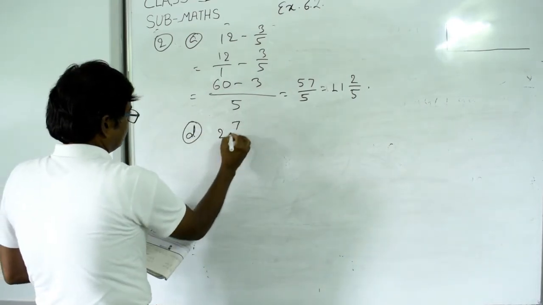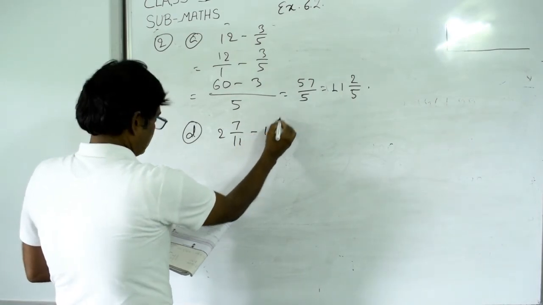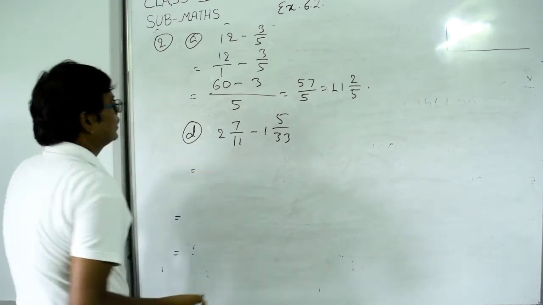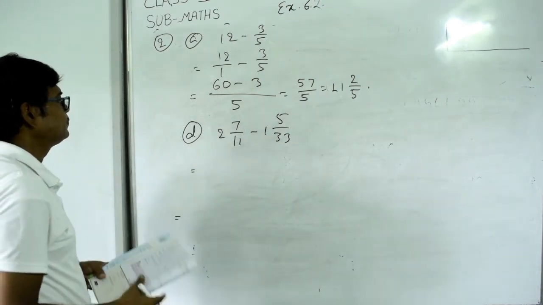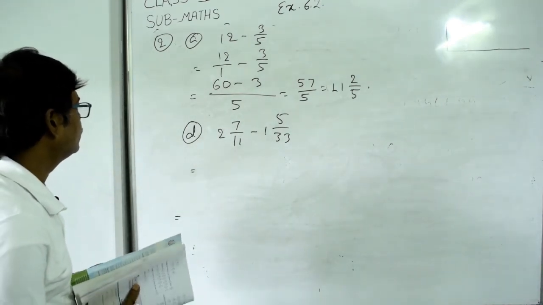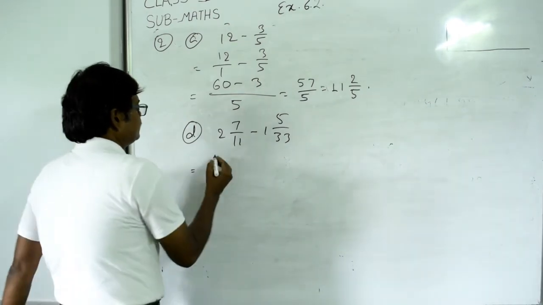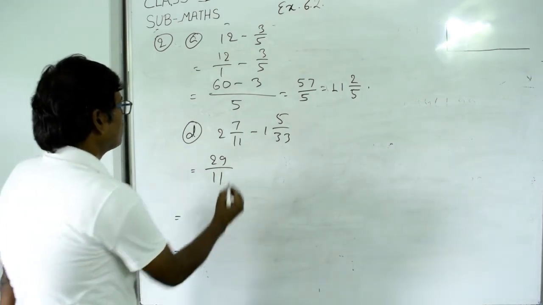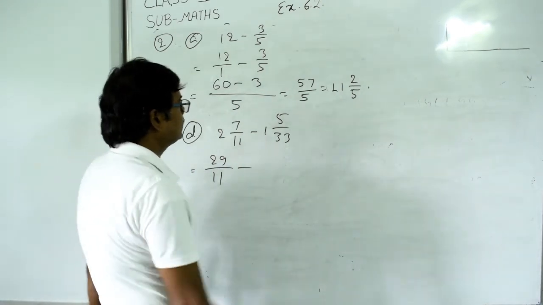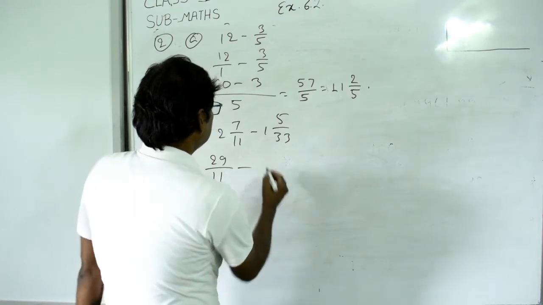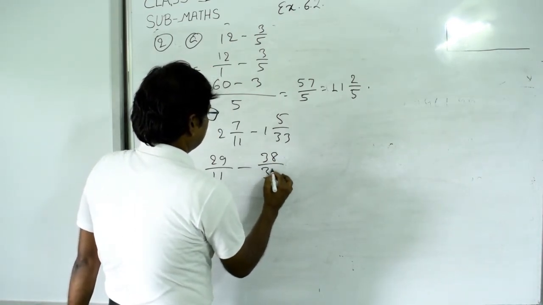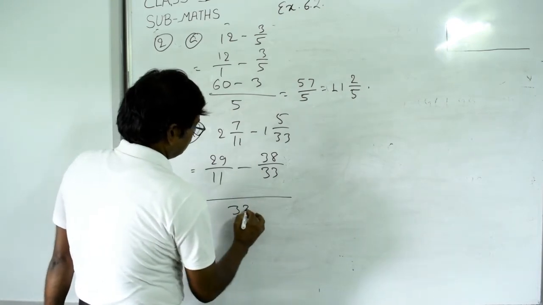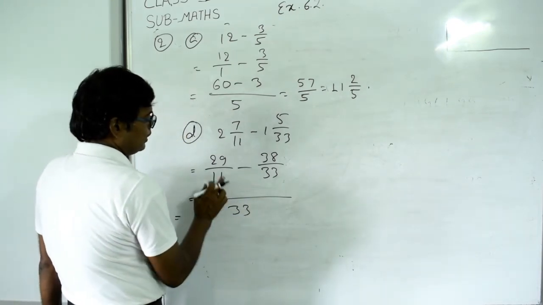Here 2 and 7 by 11 minus 1 and 5 by 33. So again convert them into fractions. 11 2s are 22 plus 7, which is 29, minus 33 1 is 33, and 33 plus 5 will be 38 by 33. Then take the LCM of 11 and 33. It is 33.